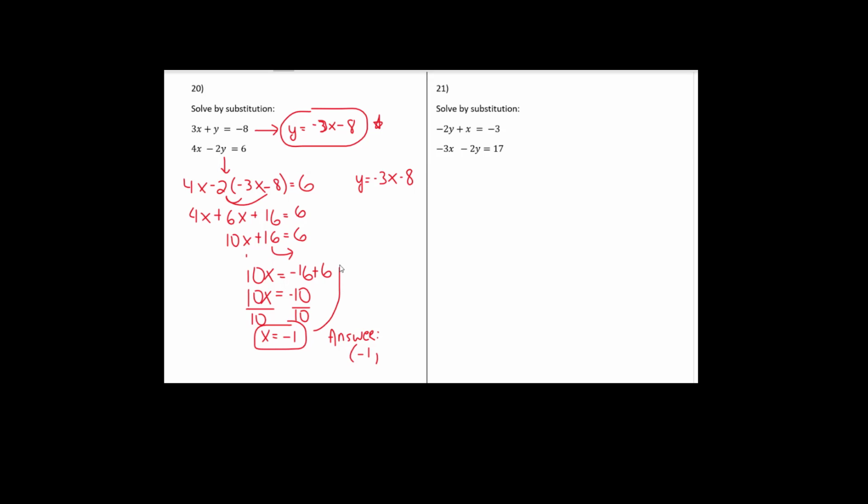We bring that negative 1 that we found here, and we plug it in right here. So this would be y equals negative 3, open parenthesis, negative 1 minus 8. So negative 3 times negative 1 is positive 3 minus 8. y equals negative 5. So that means my answer will be negative 1, negative 5.